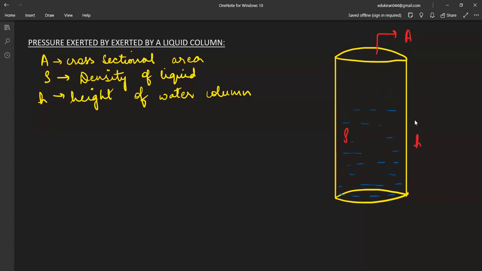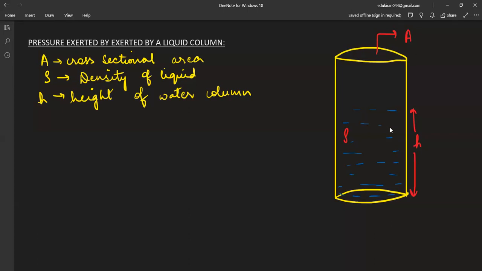And the height of the water column, not the height of the liquid, not the height of the container. This exactly is the height of the container and this is the height of the water column. You will consider just the height of the water column, or any fluid, because you are calculating the pressure exerted by the fluid. So the height will also be considered of the fluid, right?